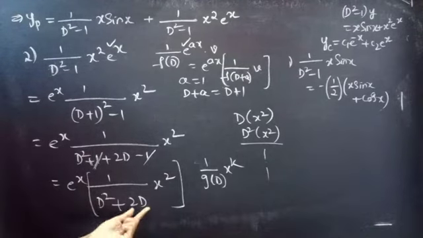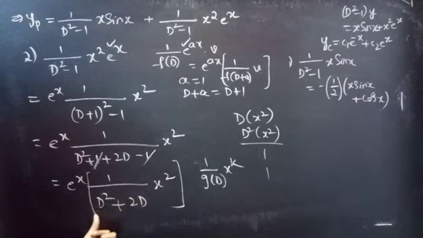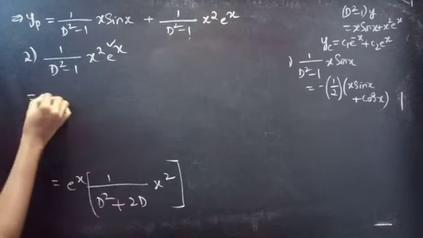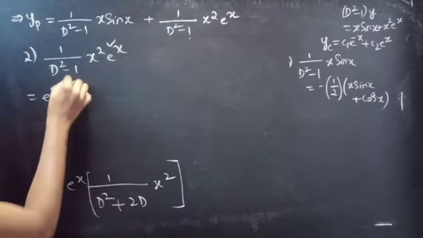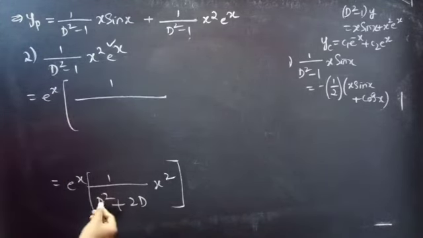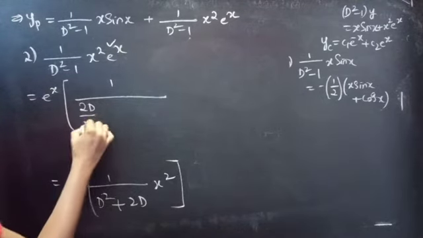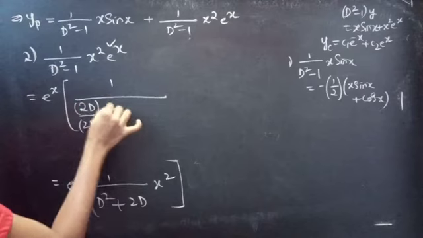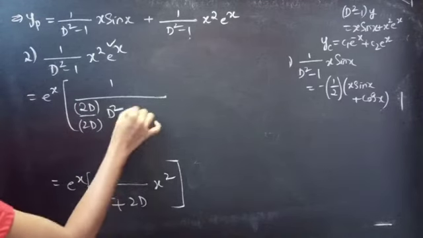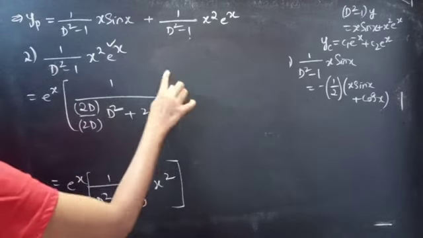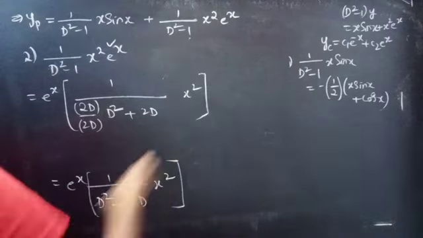And now, 2D is the lowest degree term, so let's take 2D common from these two terms. This becomes e power x into 1 by, we don't have any 2D here, so let's multiply and divide 2D to the first term, plus 2D into x square.